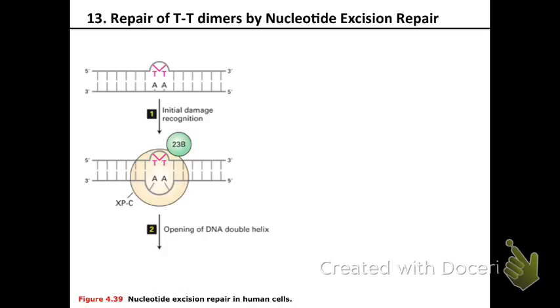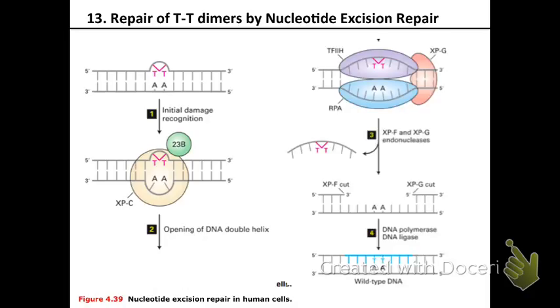And that shape change is recognized by proteins that scan the genome looking for weird shapes in the DNA, okay? So this initial recognition of a thymine dimer is made by a couple of proteins called XPC and 23B. When they recognize that there is a damage in the DNA, they open up the double helix and start recruiting the downstream proteins to help fix the problem. They recruit a few proteins, one of which is called TFIIH.